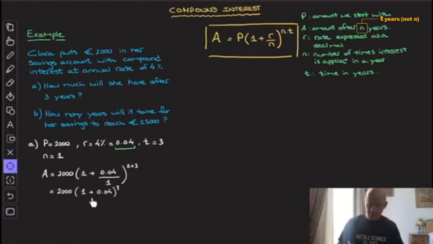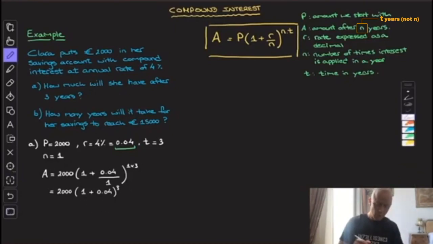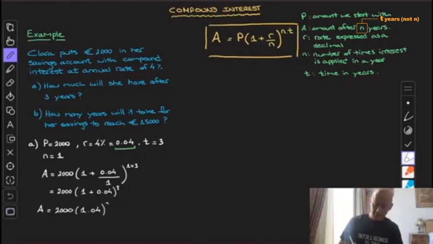Finally, simplifying what's inside this pair of parentheses, we quickly see that the amount Clara will have after 3 years will be 2,000 times 1.04 raised to the power of 3. Now, the good news is this type of question is always going to be a calculator question, unless you're allowed to stop there. But if not, it will definitely be a calculator question.